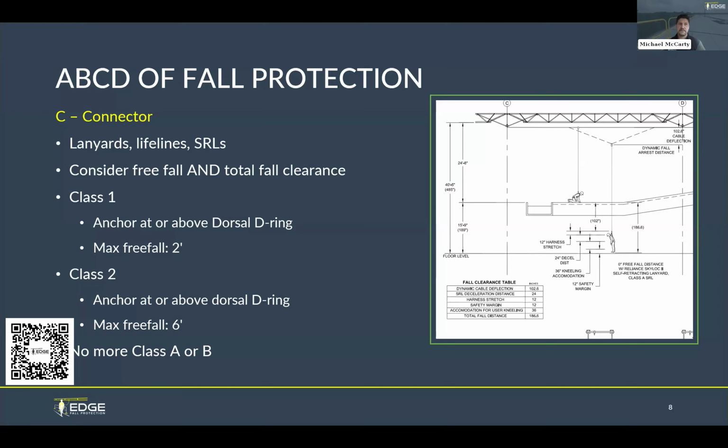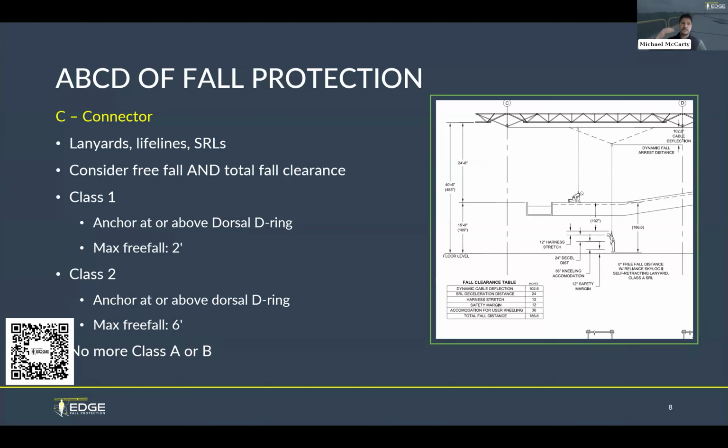But it's worth the effort because, again, one component of this failing, the whole system fails. So, just the example on your screen right now, the fault clearance table. We designed a horizontal lifeline overhead for these people working on this conveyance. And in order to design this system, it has deflection, and it has an SRL and a lanyard that reduced free fall as much as possible.